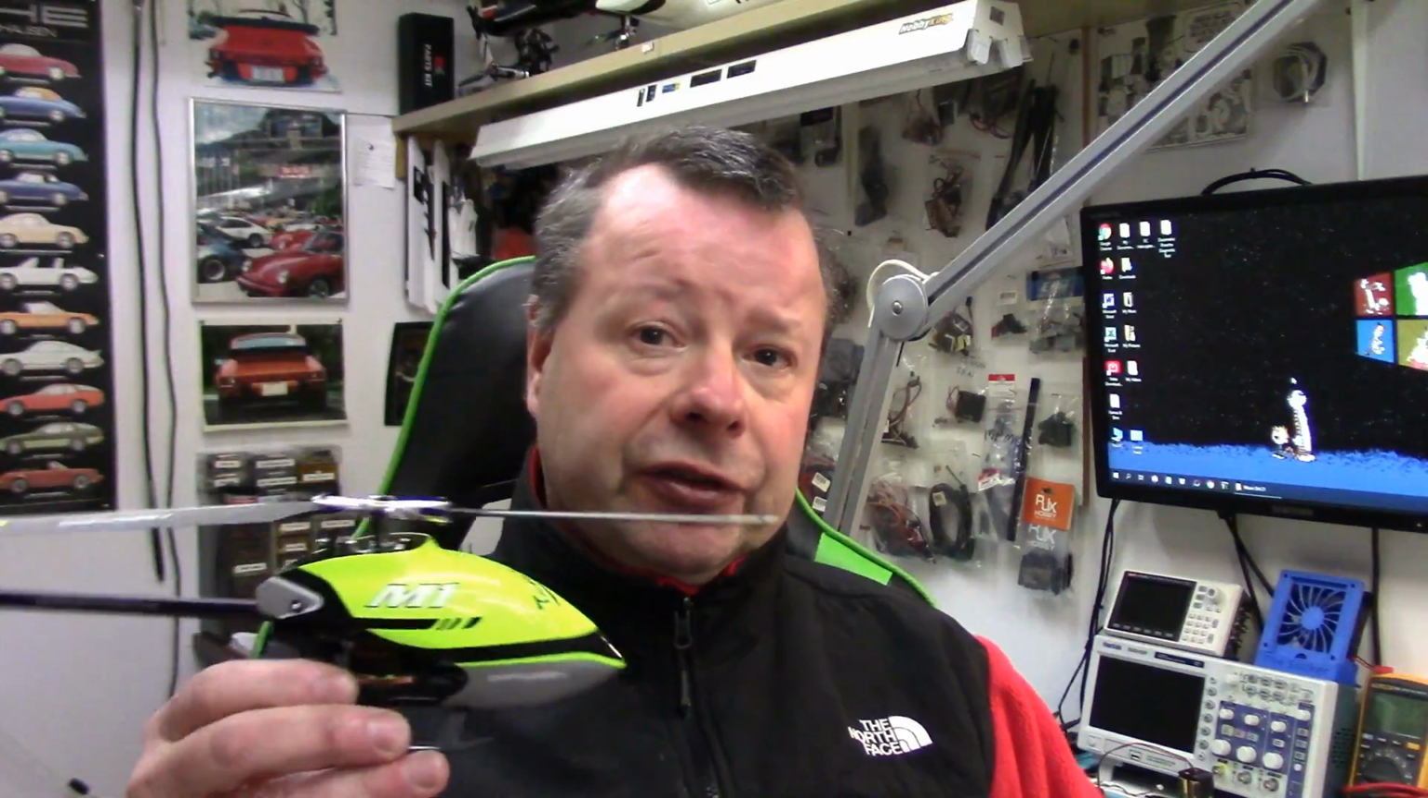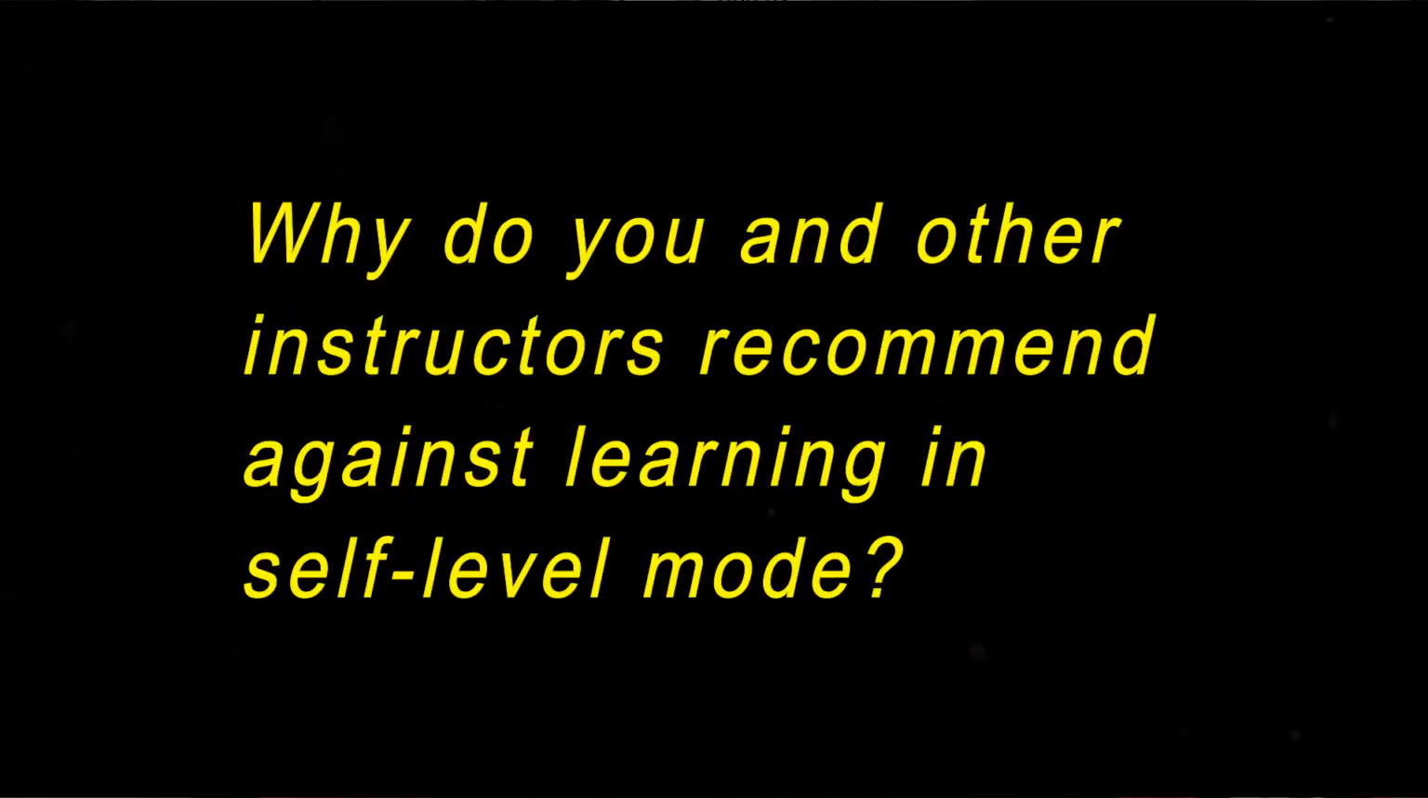So in your normal flight mode, you could have self-level turned on if you wanted, and then in your stunt 1 or stunt 2, have it turned off into normal gyro mode. Which brings us to question number 5. Okay, this one should get some negative comments and a few thumbs down. Why do you and other instructors recommend against learning in self-level mode?